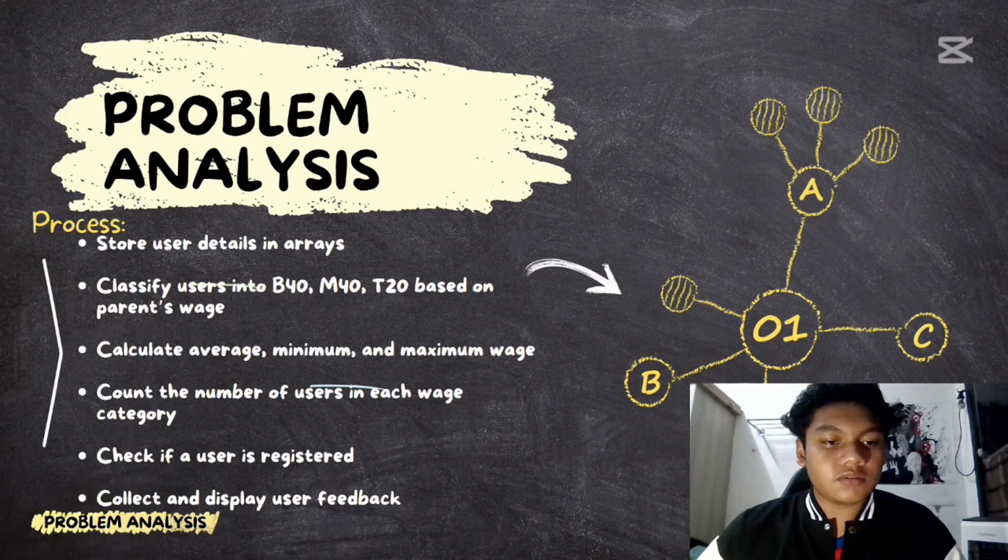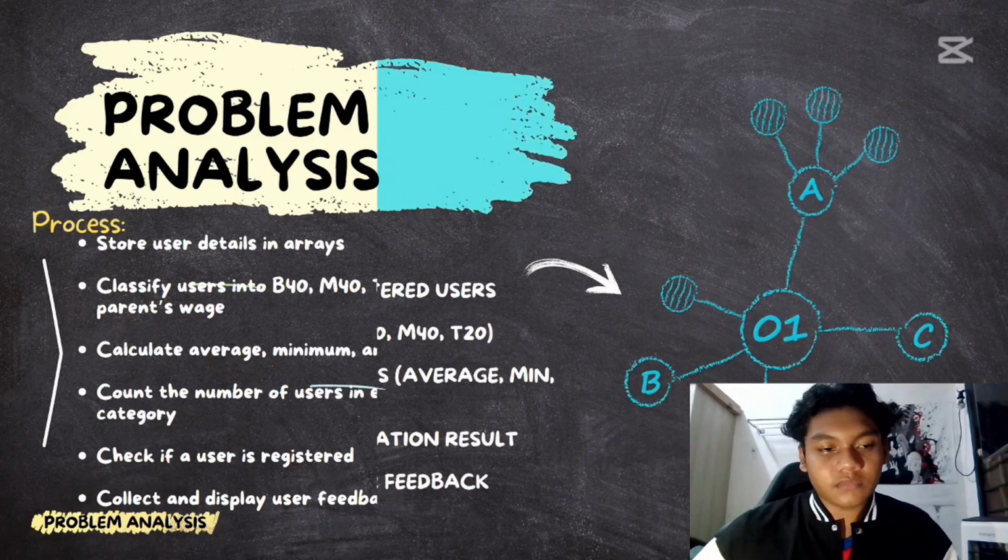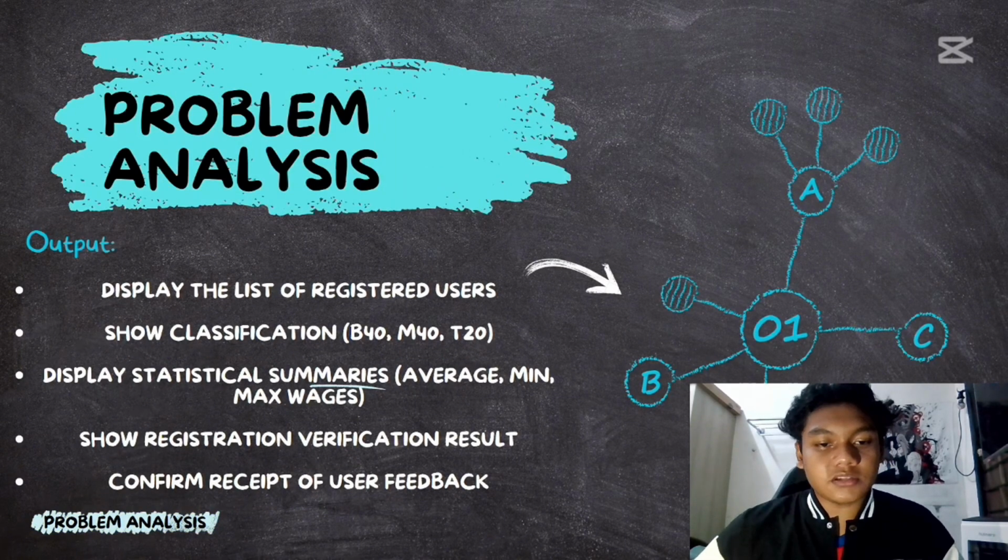We classify users into B40, M40, and T20 based on parent wage. We calculate average wage, minimum wage, and maximum wage. We also count the number of users in each wage category. We check if a user is registered, and lastly, we collect and display user feedback. In the output, we display the list of registered users. We show the classification, which is B40, M40, and T20.